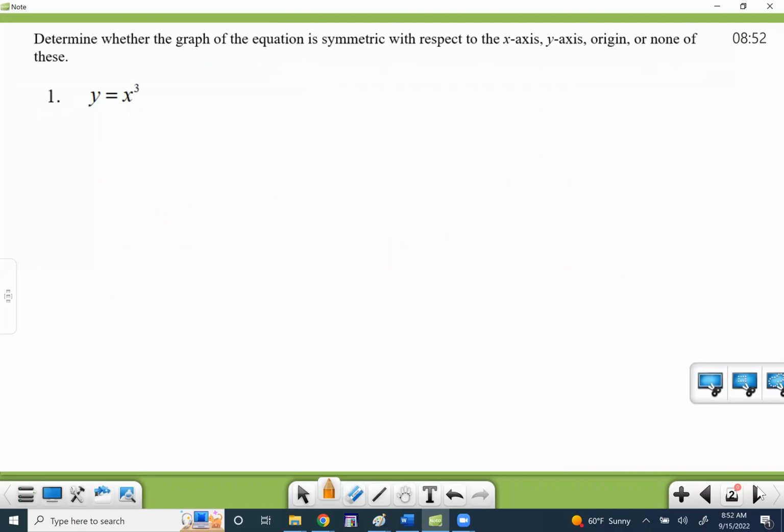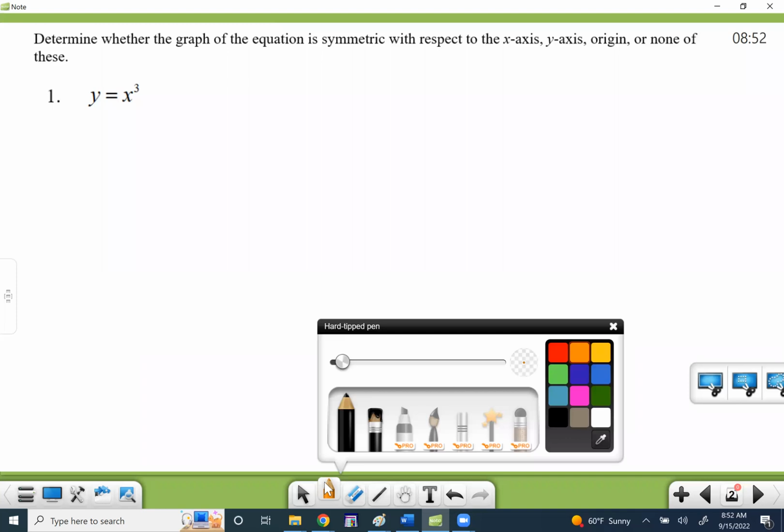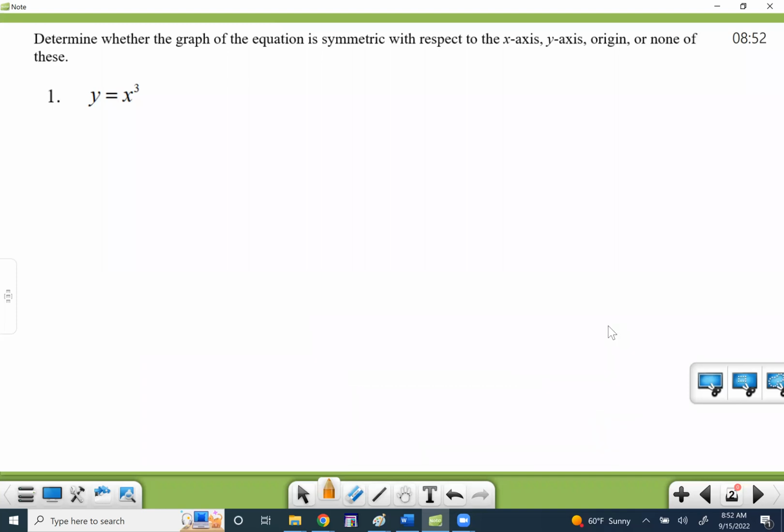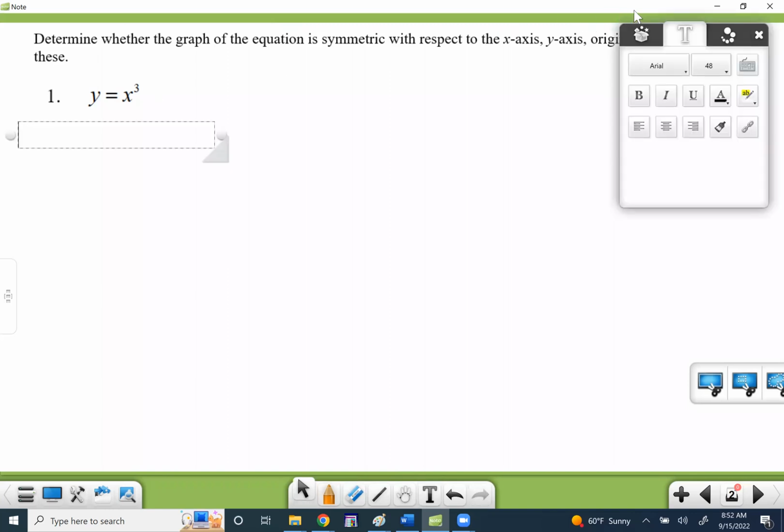Now, if there's a graph, well, let me show you the algebraic way, okay? So we're going to go in here and determine whether this is symmetric with respect to the x, the y, the origin, or none. That's what the directions say. Okay, so let's go ahead and do all of those. Let me set this up. Okay, so we're going to have symmetric. Let me make this a little bit smaller, you guys, so it doesn't take up the whole screen. So we're going to test symmetric y. Remember, that means negative x for x.